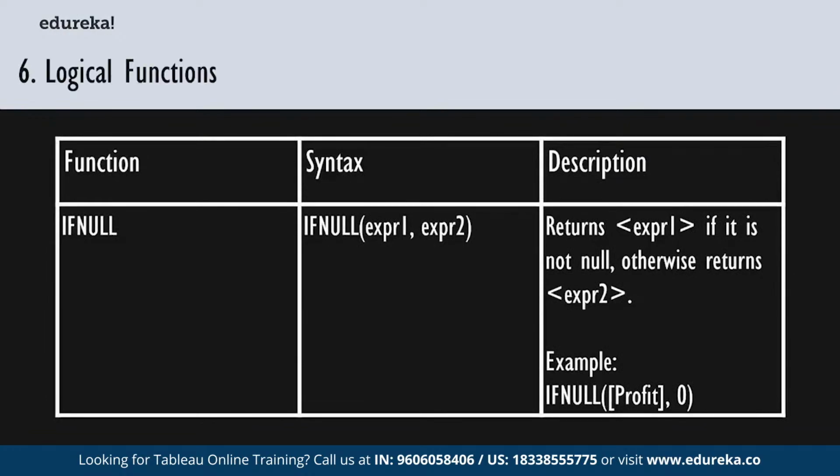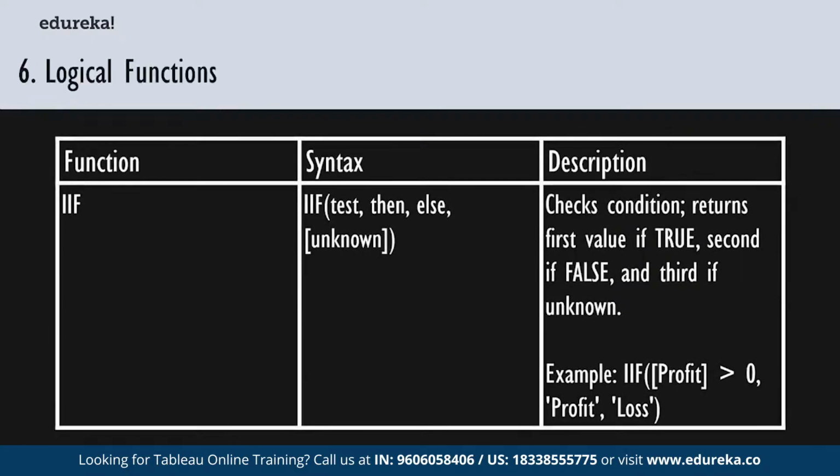Then we have if null, which returns expression 1 if not null, otherwise returns expression 2. It is basically like a regular if function, except it just checks for one condition, if the expression you've put in is null or not. Next is iif, which checks whether a condition is met and returns one value if true, another value if false. It's basically like a test case, and an optional third value or null if unknown.